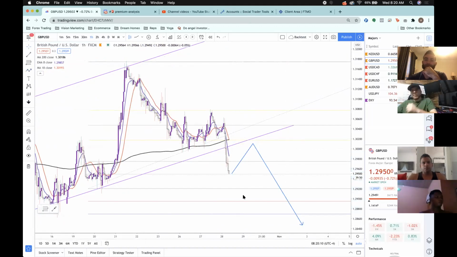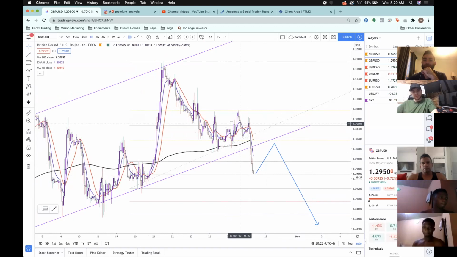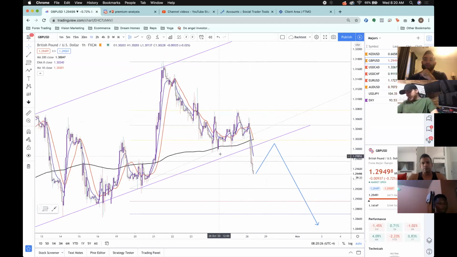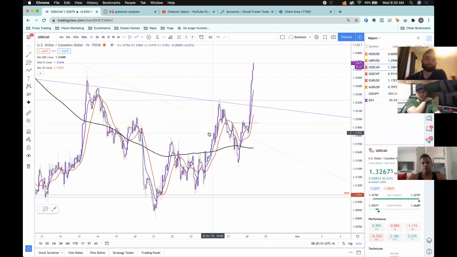Right now there's no clear-cut entry at the moment. But as soon as we get that pullback, GU looks as though it's going to continue to be bearish until it breaks this level. It comes all the way back up above the 200-day, above 1.30500. Until it comes back up above those levels, we're bearish. So GU extremely bearish. So is NU.